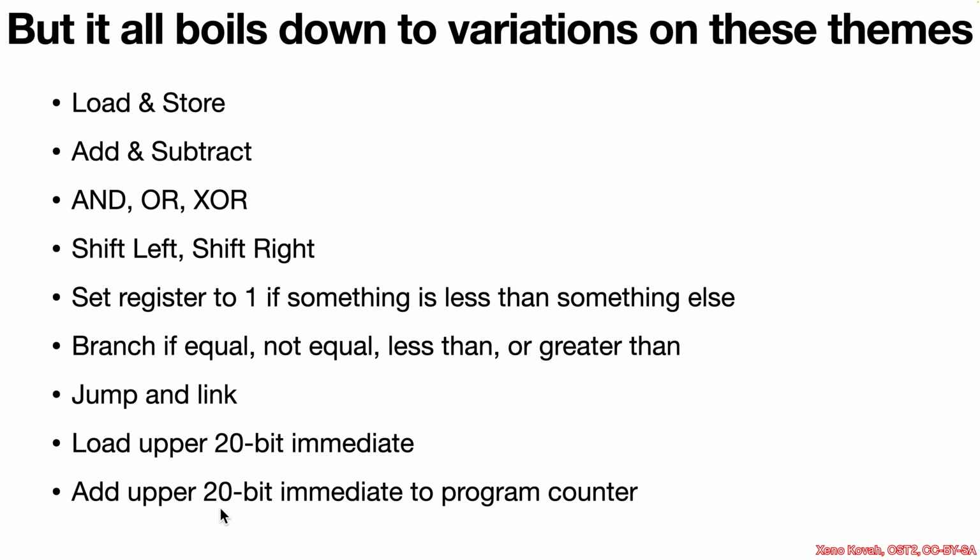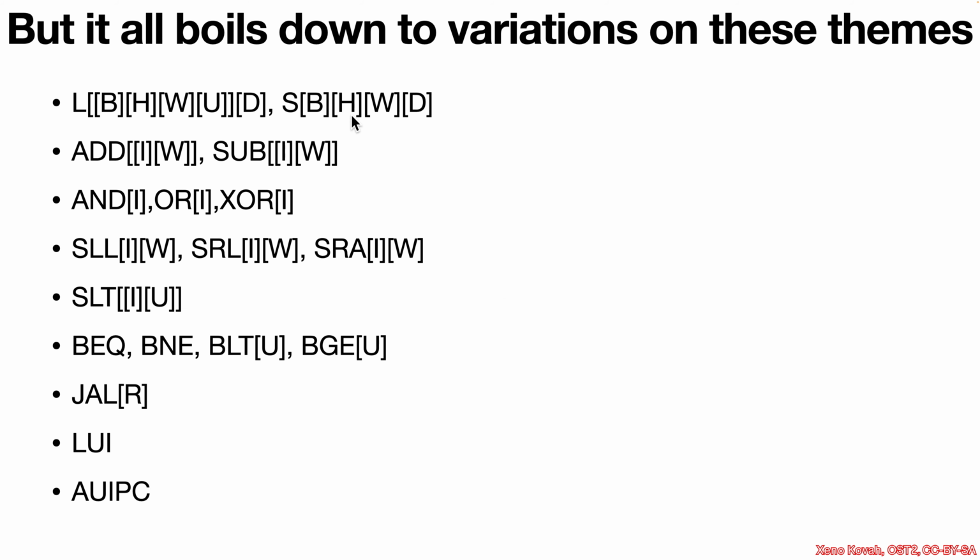But again, at the very beginning of the class, I said that everything boils down to these themes: loads and stores, adds and subtracts, ANDs, ORs, XORs, and so forth. And if we break all of those categories up into the actual instructions, we can see there's the loads and the stores. There's the adds and subtracts. There's the binary Boolean operations. We've got the shifts. We've got the SLT for set if less than, branches, JALR and JAL and LUI and AUIPC. So this is a lot less intimidating once you realize there's just a couple of permutations.